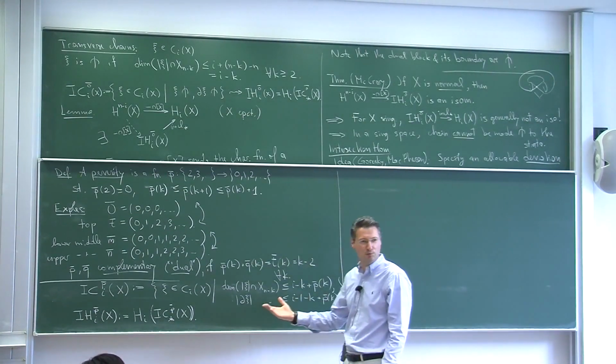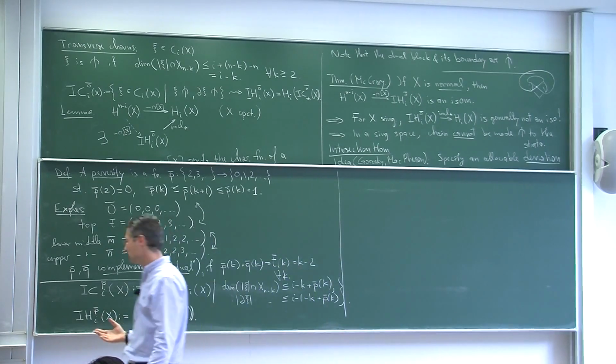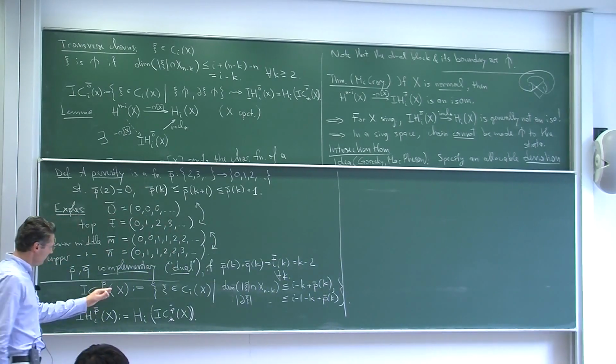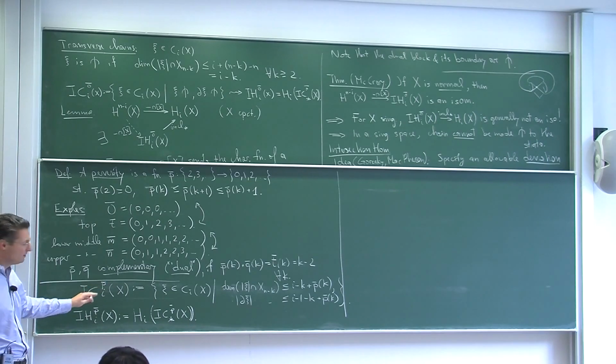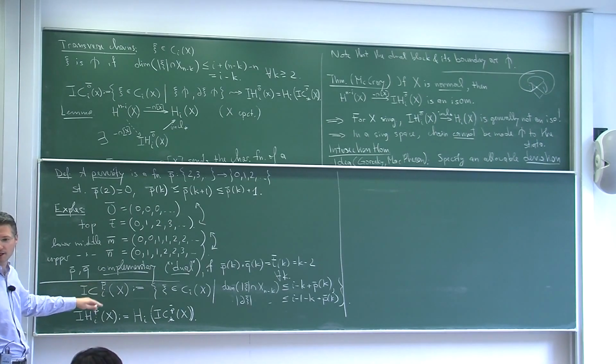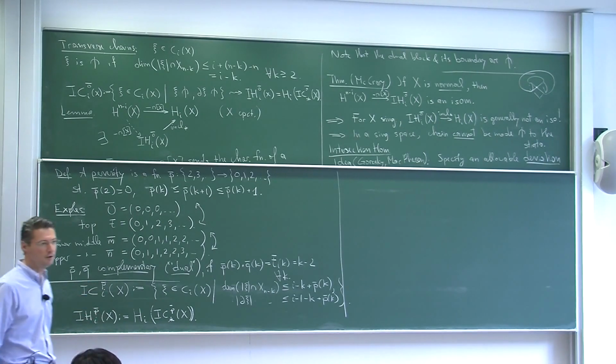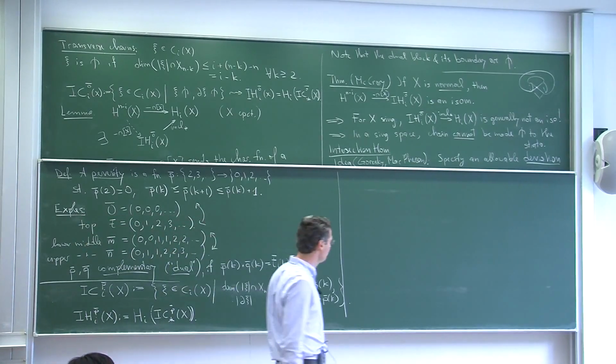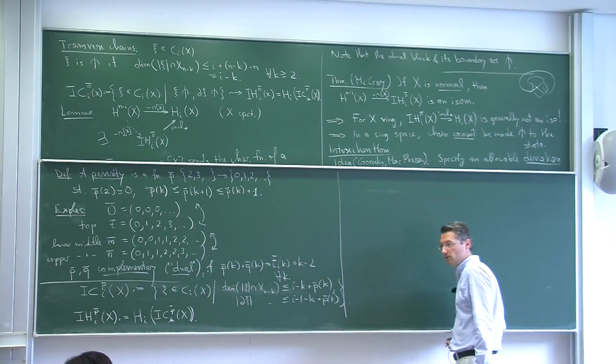So you get lots of groups, right? I mean, if there are lots of strata, and then you can choose a lot of perversities here, and so for each one of them you get these groups, and so you have a very, very large spectrum of groups here that you associate to a singular space.